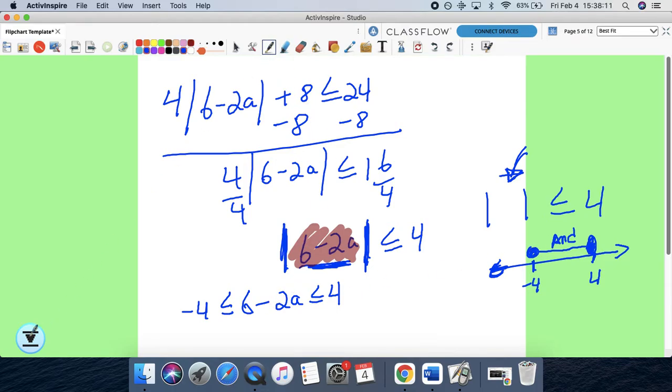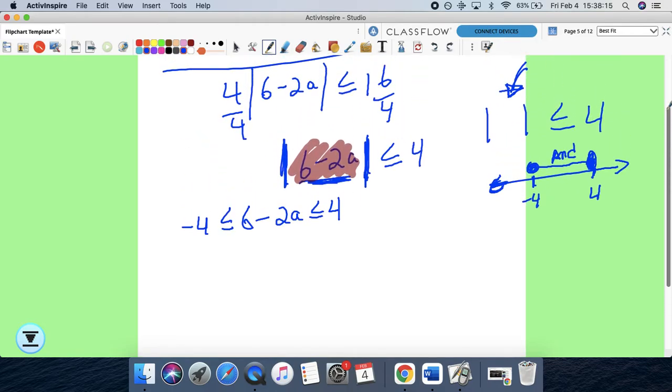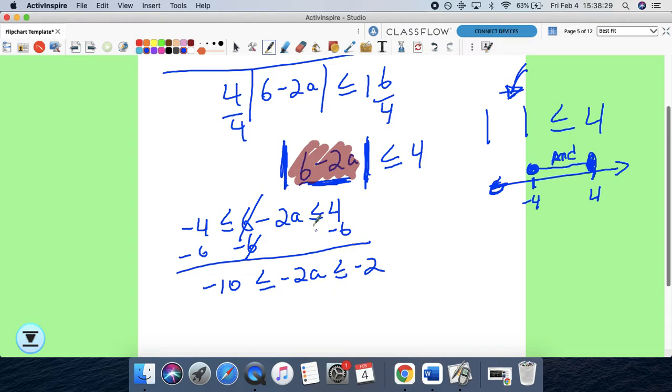So now I can start solving. Let's do plus -6 on all sides. That goes away. This is -10, less than or equal to -2a, which is less than or equal to -2. Now we're going to divide everything by -2.